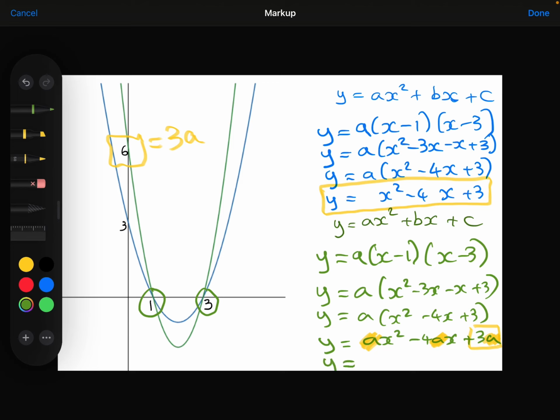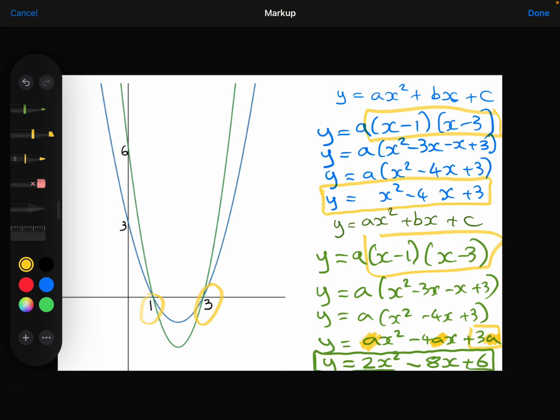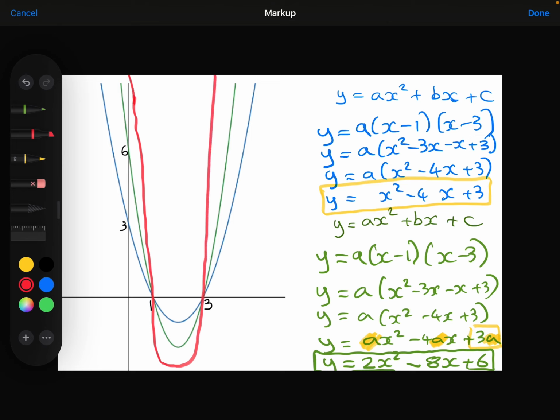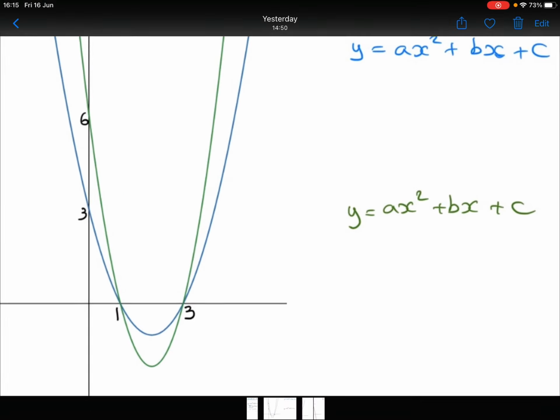So the equation of that green graph is y equals 2x squared minus 8x, because of the 4a times 2, plus 6, because of the 3 times 2. So that's the equation of the green graph. So the key thing from this is having the roots alone isn't enough to tell you the full equation. It will tell you the basic form, but there could be a number at the front there, because there are lots of ways I could draw a quadratic that has roots of 1 and 3. And having that a at the front allows you to uniquely identify which quadratic we're talking about.